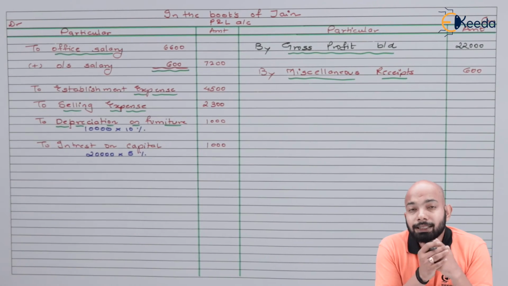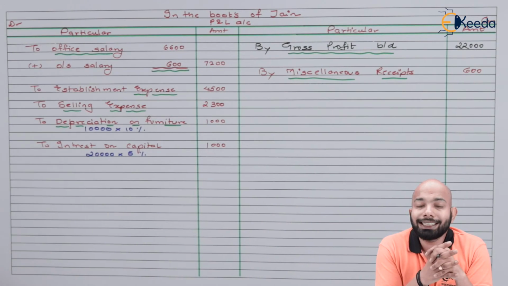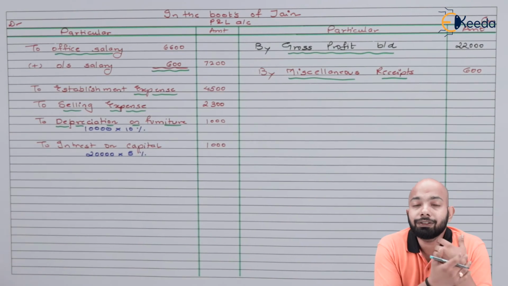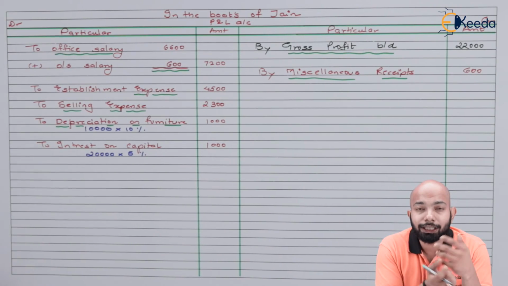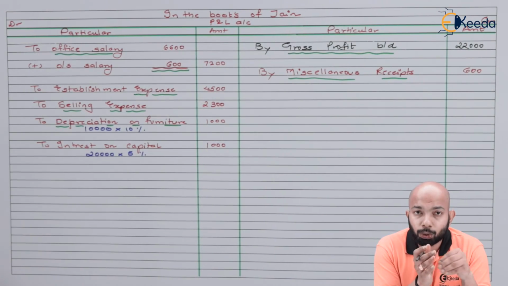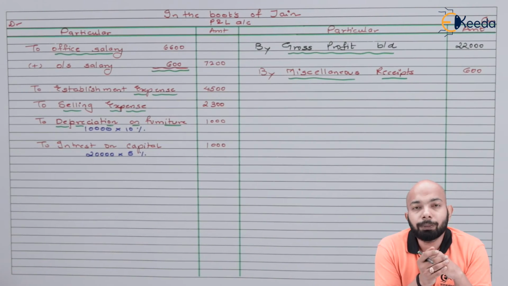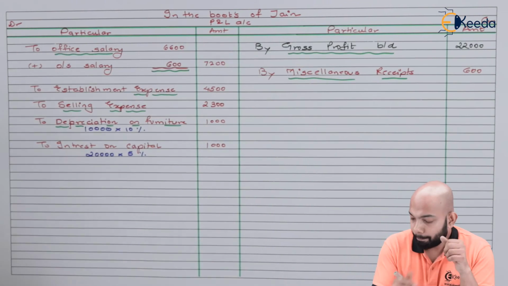Now, the next expense refers to depreciation on furniture. Furniture costed around 10,000. On that, we have to give 10% of depreciation. That means 10,000 multiplied by 10% will give you 1,000 as depreciation. This depreciation will be shown in the profit and loss account, and in the balance sheet asset side, this amount will be subtracted from 10,000, which will give you the outer column as 9,000 there.